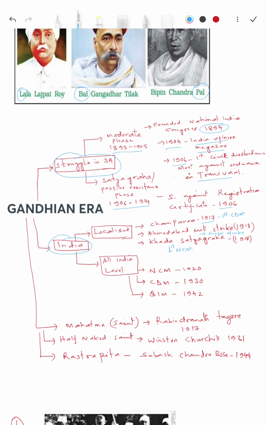Then comes the All India level: the non-cooperation movement in 1920, the civil disobedience movement in 1930, and then the Quit India movement in 1942. These are the three All India level movements under the leadership of Mahatma Gandhi.